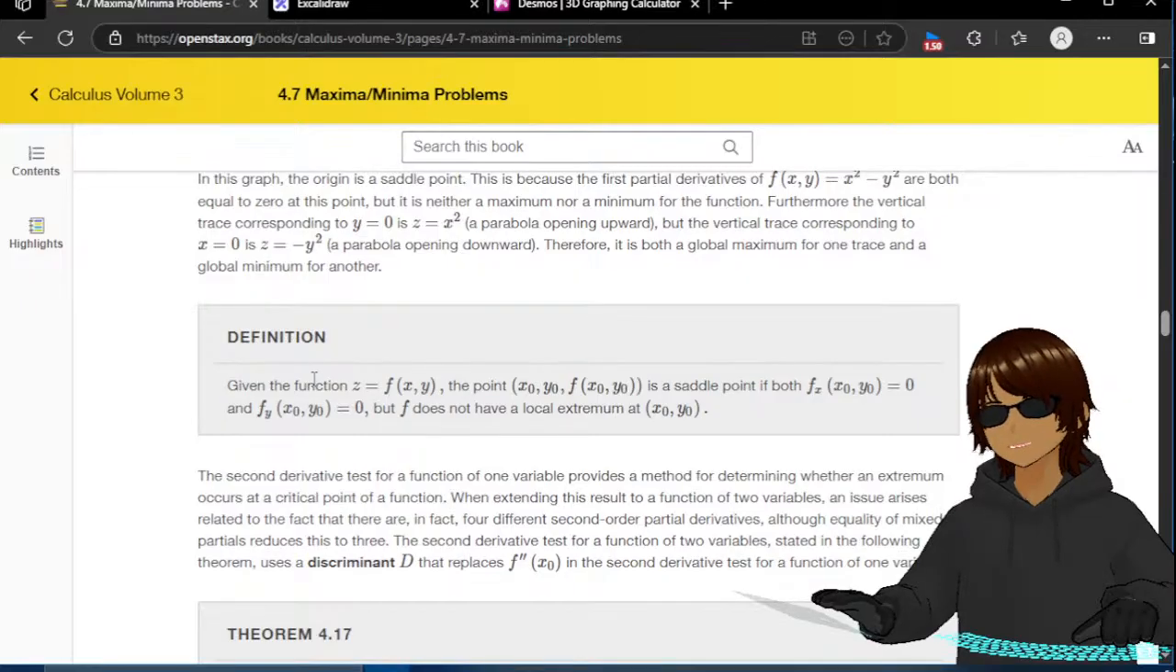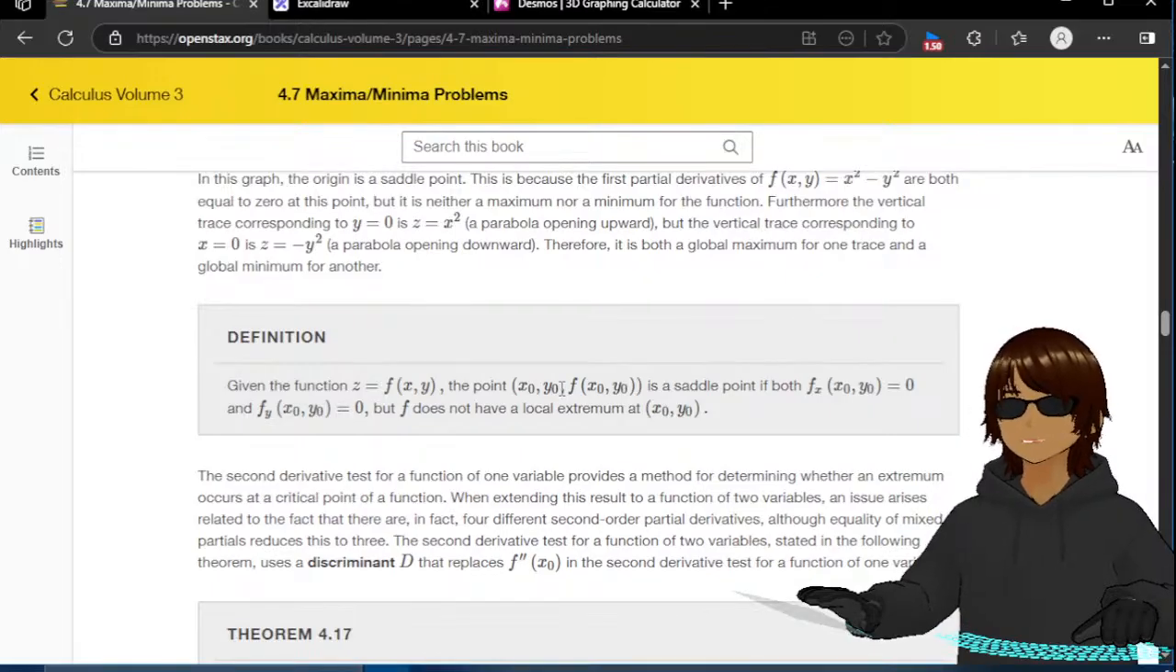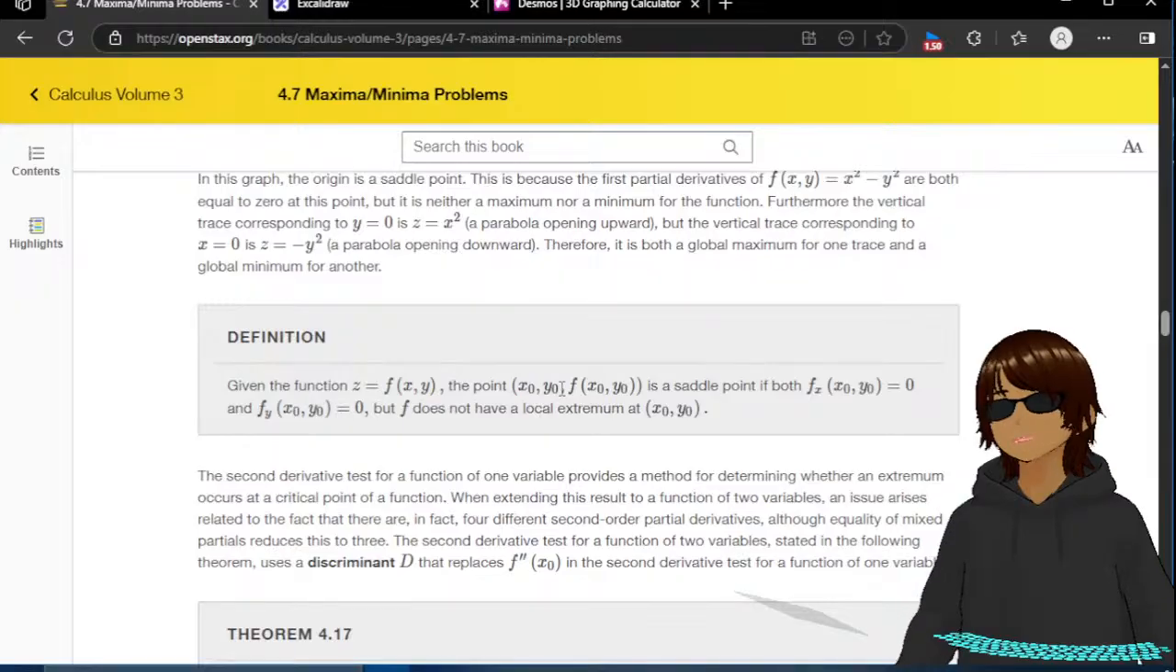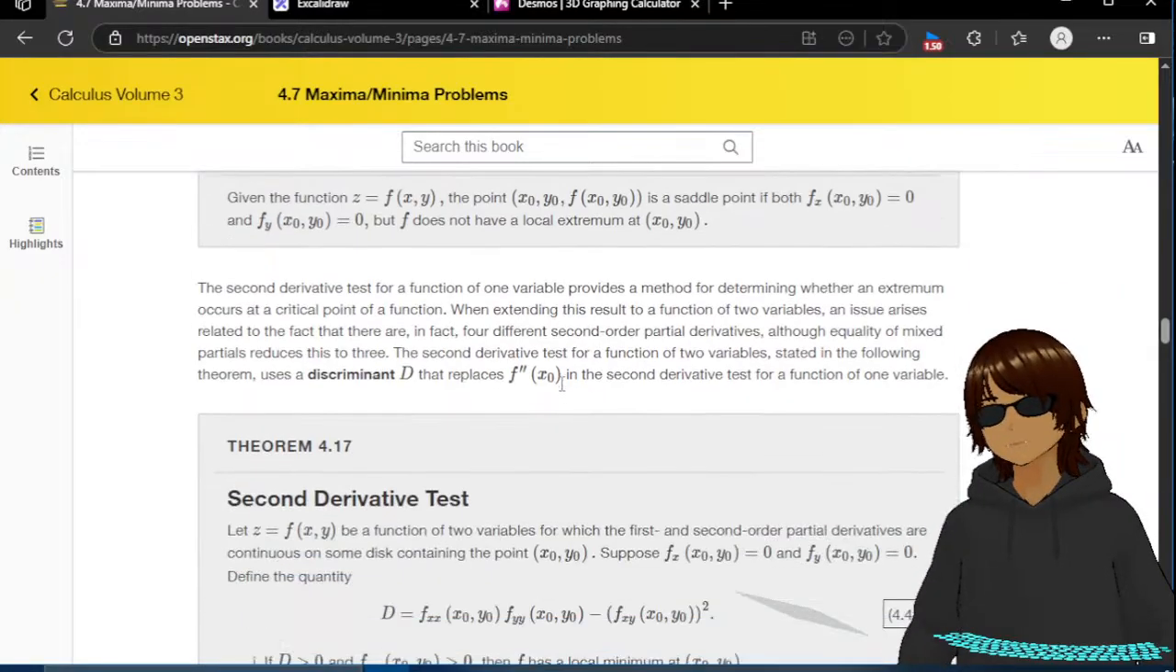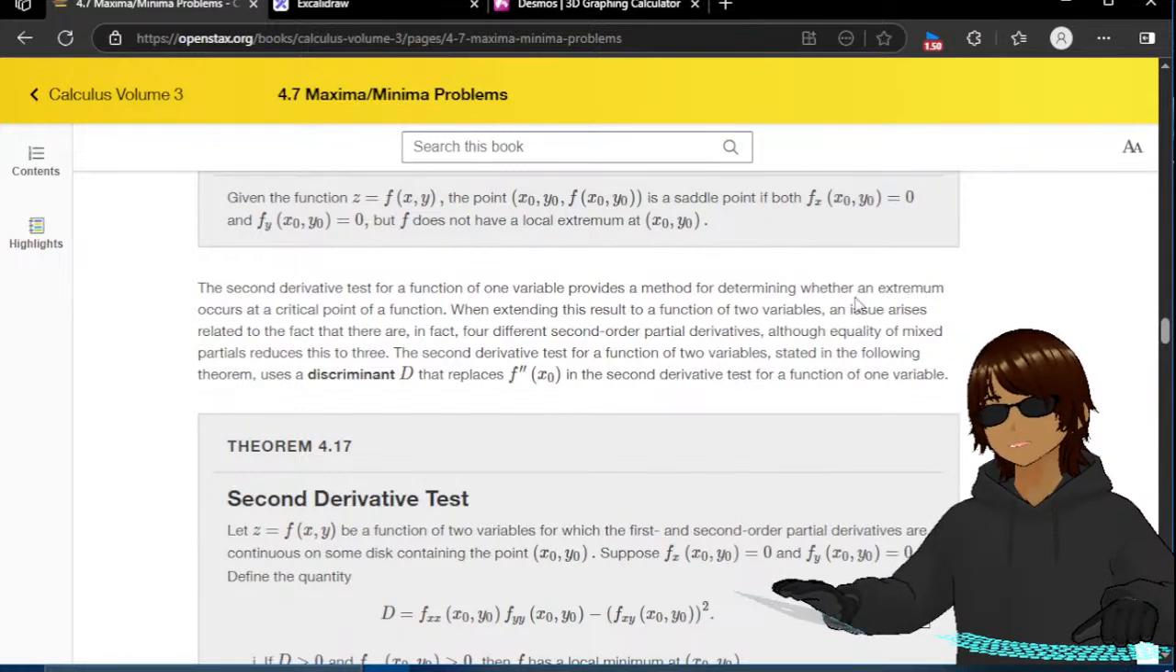Given a function z equal to f of x, y, the point x naught, y naught, f of x naught, y naught is a saddle point if both the partial derivative with respect to x is 0 and with respect to y is 0, but f does not have a local extremum at x naught, y naught. The second derivative test for a function of one variable provides a method for determining whether an extremum occurs at a critical point of a function.